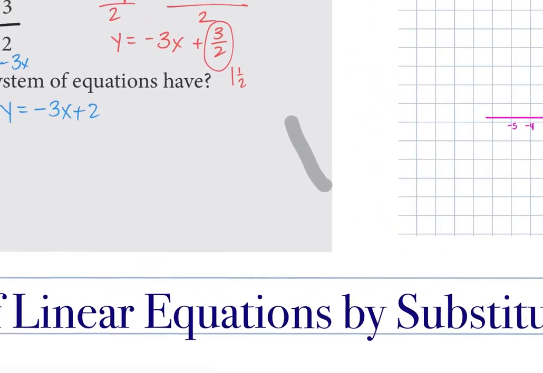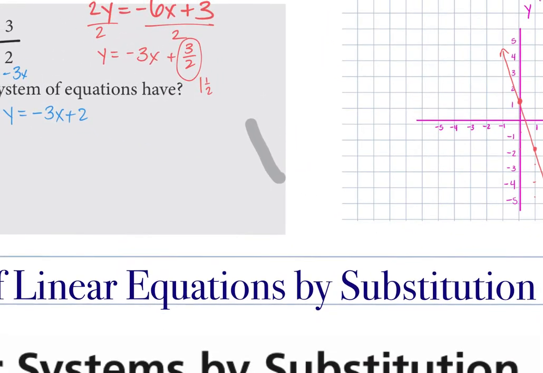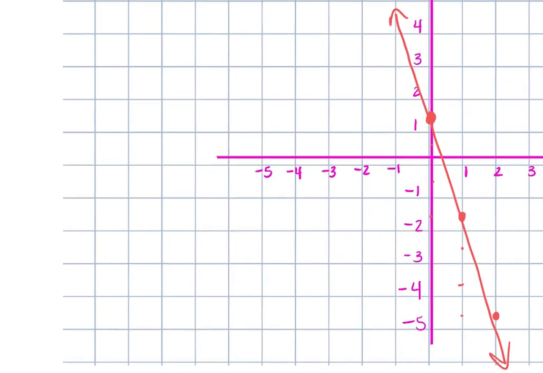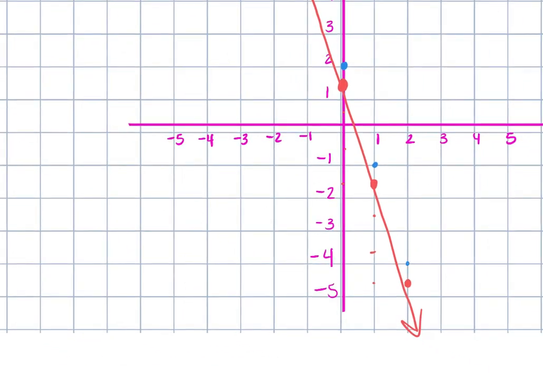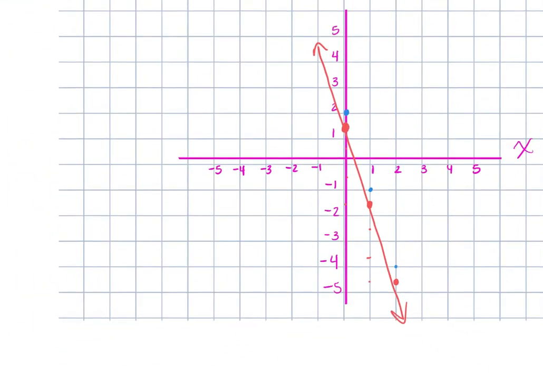And how do you graph that, Diana? You put 2 since it's the y-intercept. Mm-hmm. And then you go down 3 to the right 1. 1, 2, 3 to the right 1. So it has a slope of negative 3, and its intercept is at 2.